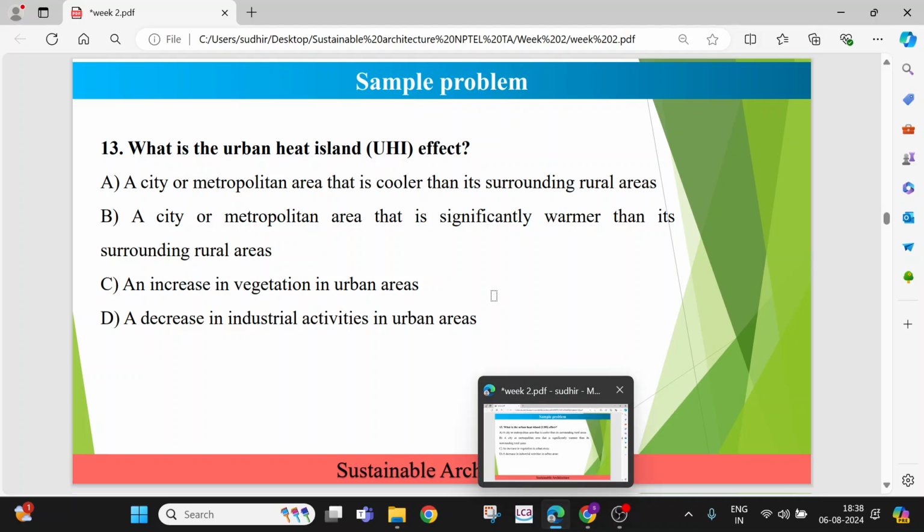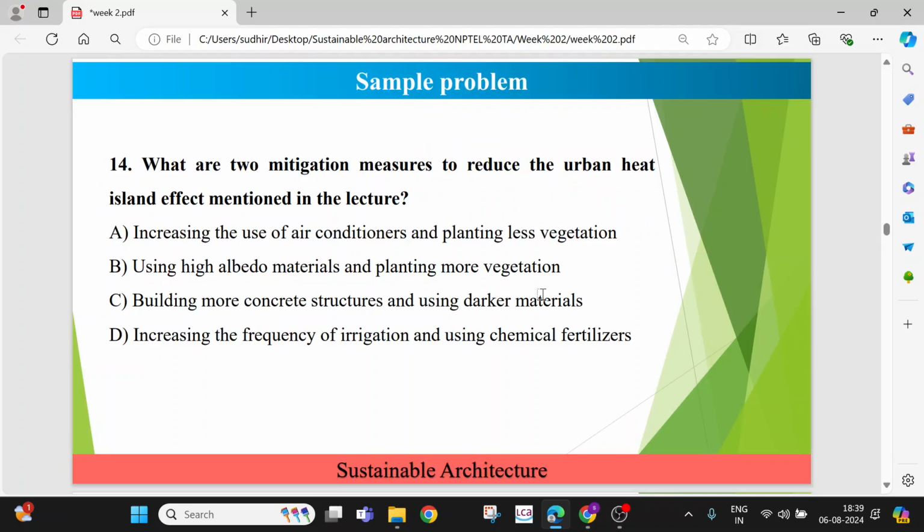Yes, sir. Okay, and question 14. What are the two mitigation measures to reduce urban heat island effect mentioned in the lecture? Two mitigation measures. High albedo materials and planting more. Option B.